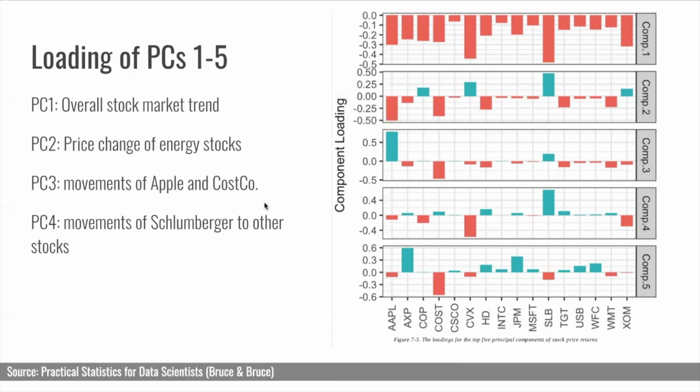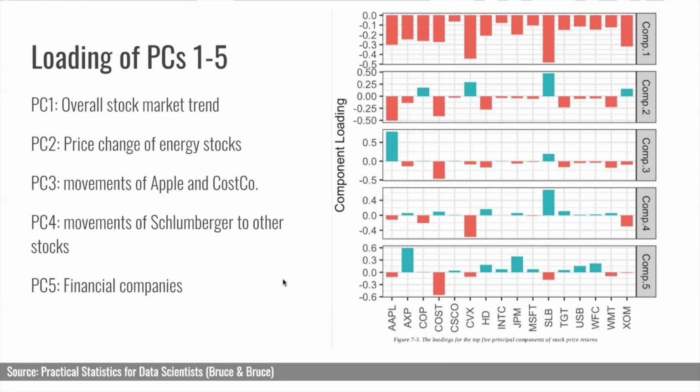PC4 is the movements of Schlumberger relative to the other stocks, right? There are a few that stick out in PC4 relative to all of the other stocks. So Schlumberger is driving the variance we see in component 4. And PC5 is really driven by financial companies. So the differences in those stocks relative to all others are driving the loadings we see in PC5.